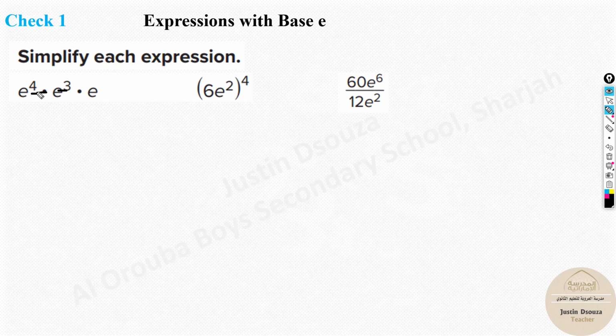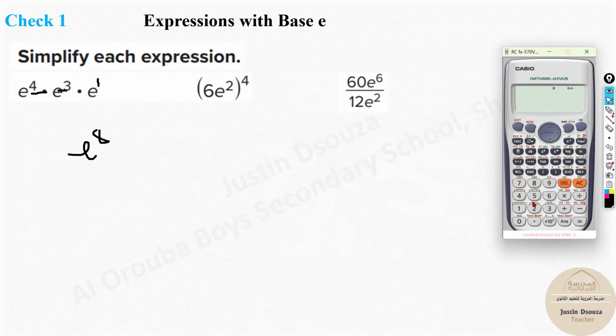So add all the powers: 4 plus 3 plus, over here there's nothing, it's 1. e to the power 8. 6 to the power 4: you need to multiply 6 four times. It's 216, I believe. I'm not sure. Sorry, okay, I'm way off. That's the power 3. I'm just tired, that's why I'm telling wrong answers. It's 1296. e to the power 4 times 2 is 8.